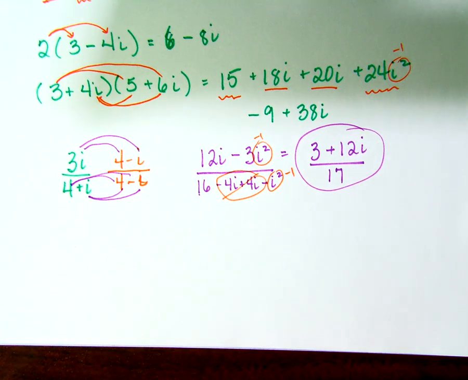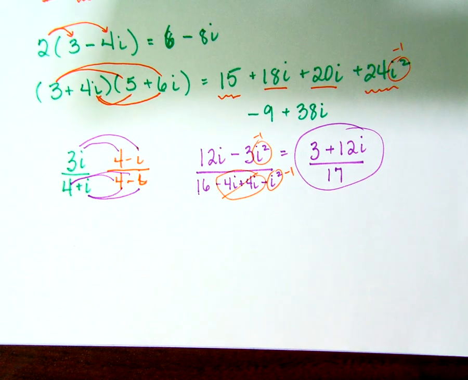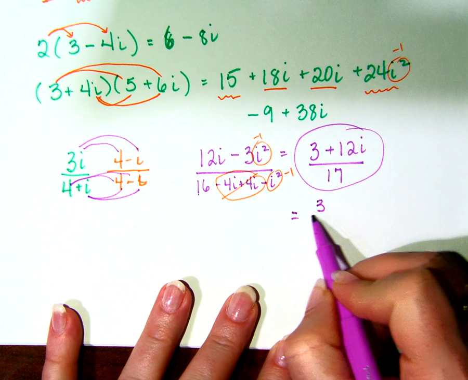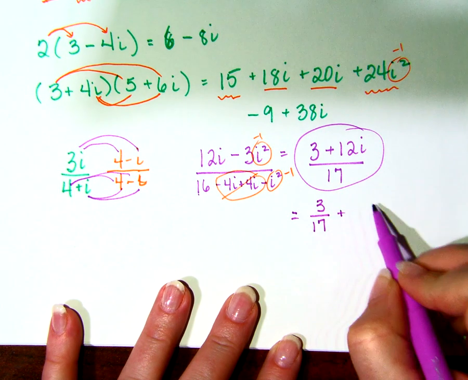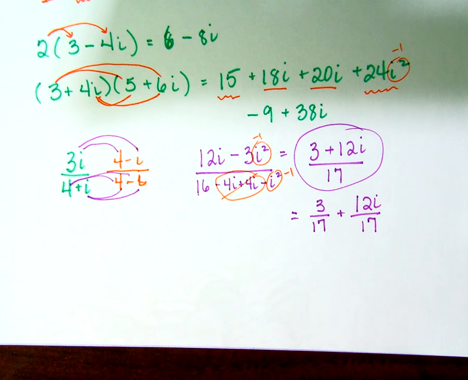Okay? Now, here's what I don't know. I don't know if the computer wants this as an answer, or what this is equivalent to, 3/17 plus 12i/17. That's what I don't know. I don't know if it wants this or if it wants this. Does that make sense?